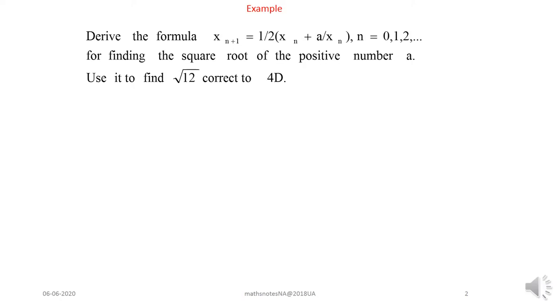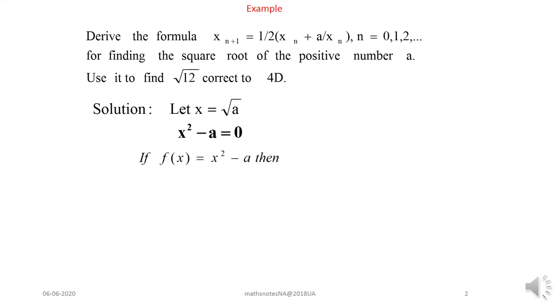Actually this is the deduction of Newton-Raphson formula, and in the derivation and formula video I have given this formula, and here we are deriving it, and we will calculate square root of 12. So let's say x is equal to under root a, x square minus a is equal to 0. We have squared both the sides. Now we say f(x) is equal to x square minus a, then we find out derivative of this, which is 2x.